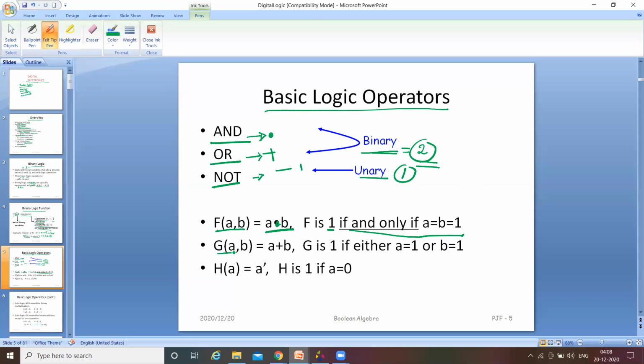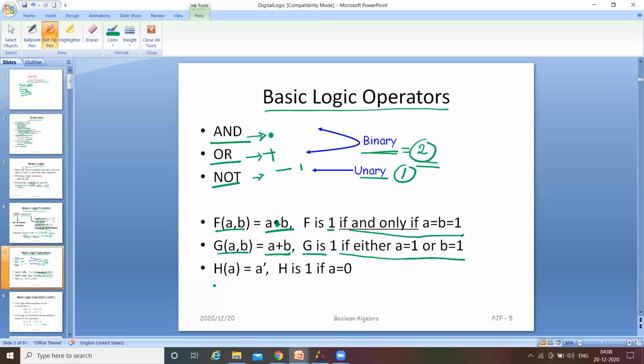Next, g of a, b is another logic function, g is equal to a plus b. This can be read as a or b. So the function g is 1 if either a is equal to 1 or b is equal to 1, in that situation.